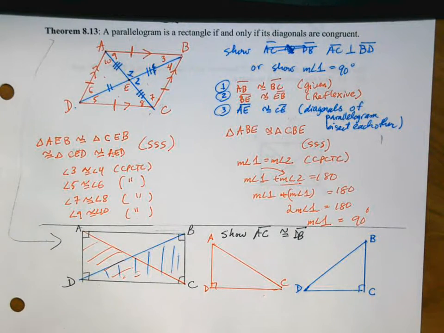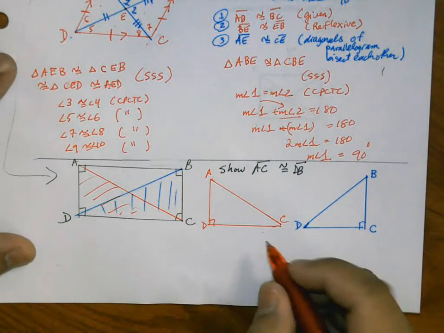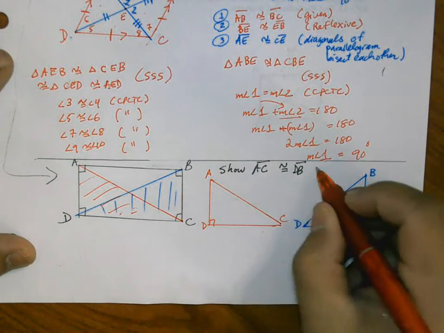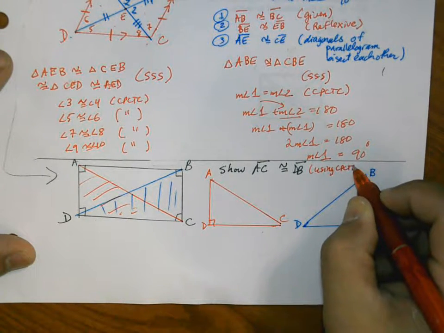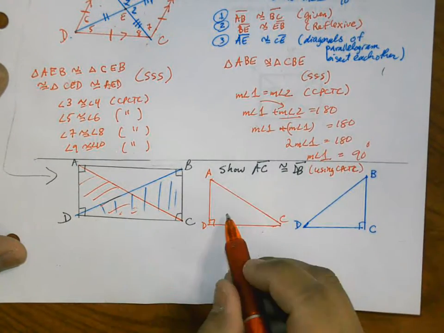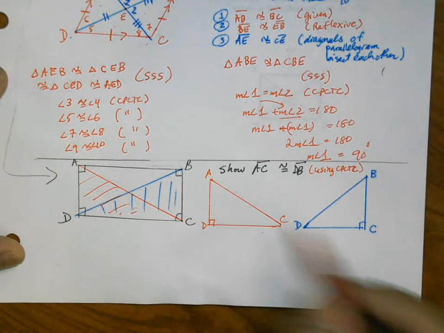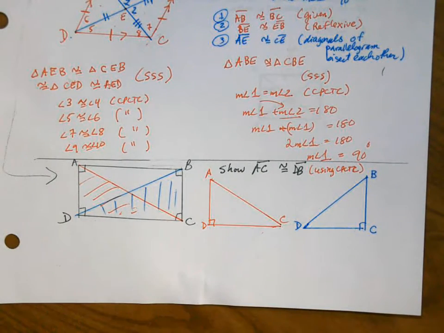Okay, and let's see what they have in common. Well, first they have 90-degree angles here. So that's really, really nice for us. So we can say a few nice things about this. And we're going to show that this is true using CPCTC. Okay. So prove that these two triangles are congruent, therefore AC and DB must also be the same.